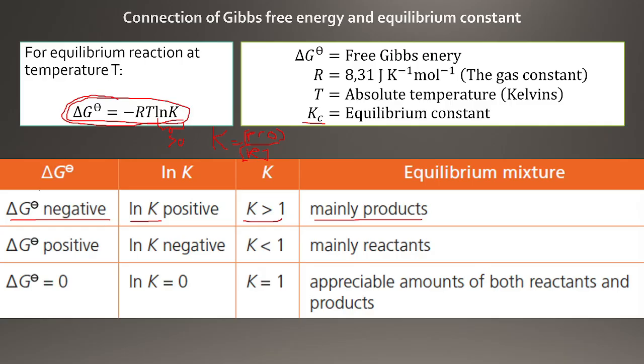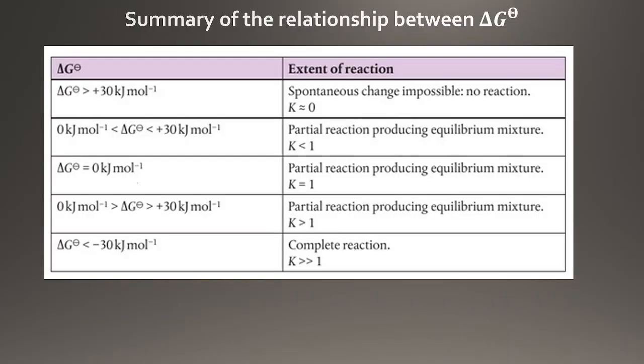So with this formula, with the results that we get out from it, we can calculate the value of K, and with that we can state whether there is mainly products or mainly reactants, or appreciable amounts of both reactants and products. The values that we get out from here, the unit is again kilojoules per mole. Well, what does it tell us? Here is a nice table that tells you a little bit about the ratios.